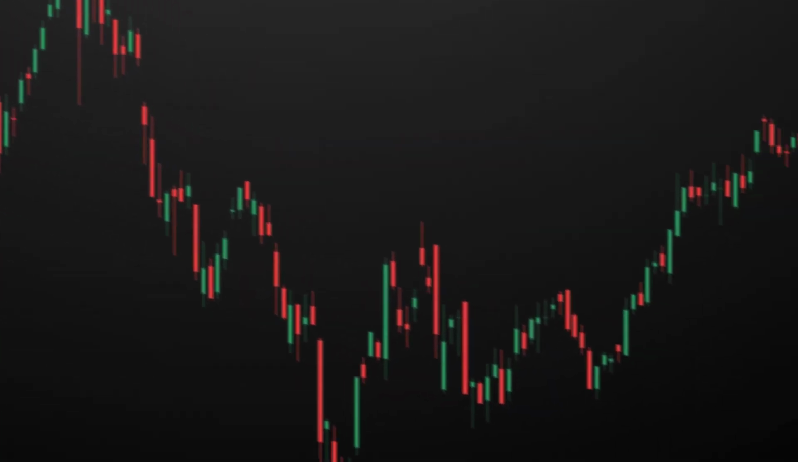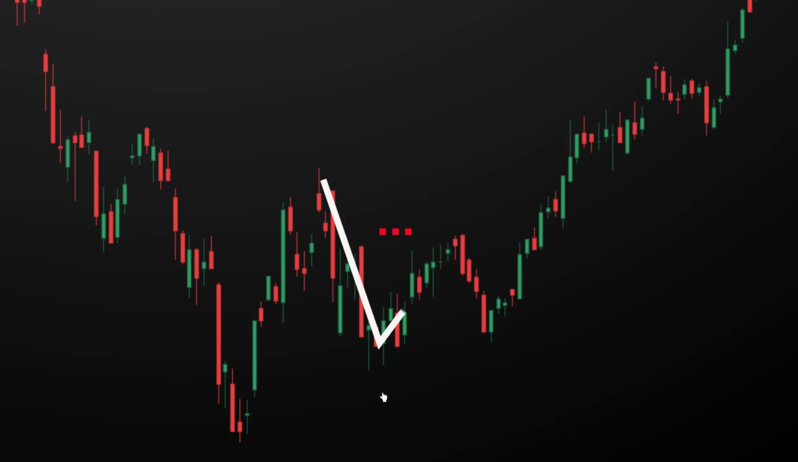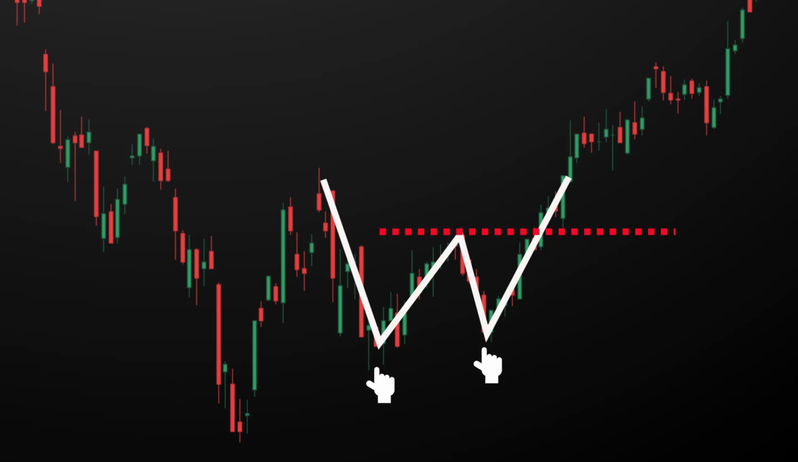Now, moving to the double bottom scenario. The price forms a neckline here between the two lows. When the price breaks above the neckline and makes a higher high, this confirms a trend reversal from bearish to bullish, and you set up a long position.